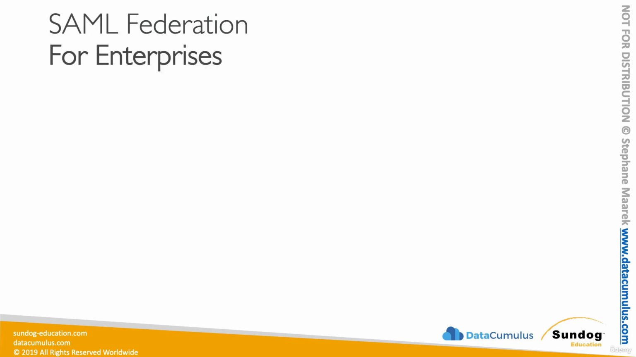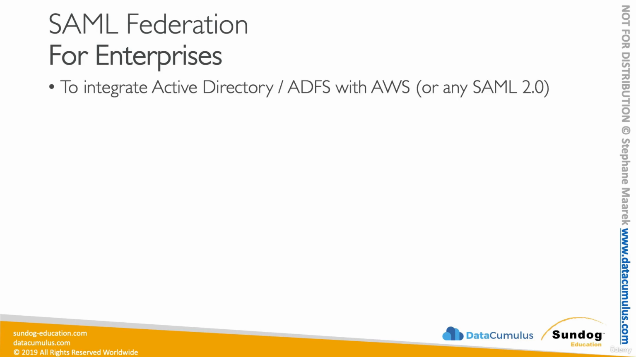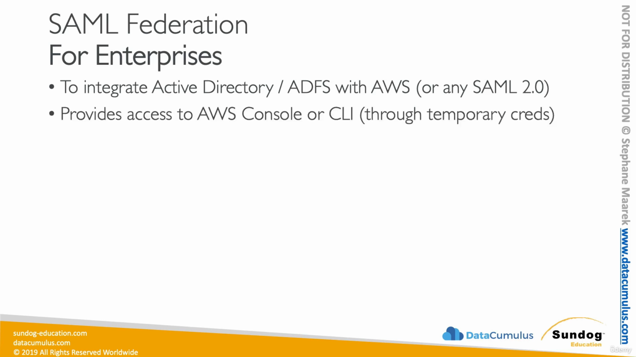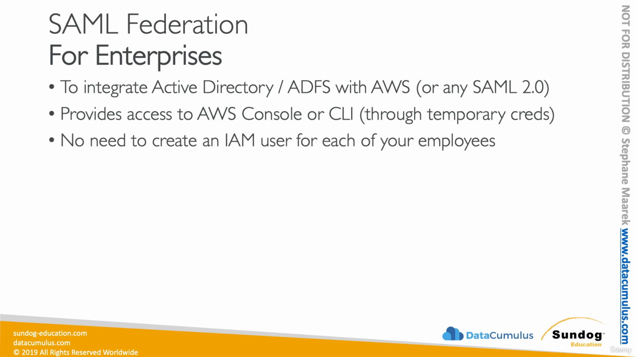The first one is SAML federation, and that's for enterprises. Basically, if you're a large enterprise, you most likely have a Microsoft Active Directory, or you have something SAML 2.0 compliant where you already manage your users, and you basically want to integrate this with AWS. What this gives you is that now all your users automatically have access to the AWS console or the CLI through temporary credentials. So you don't need to create new IAM users for each of your employees, which is quite nice. So how does it look?